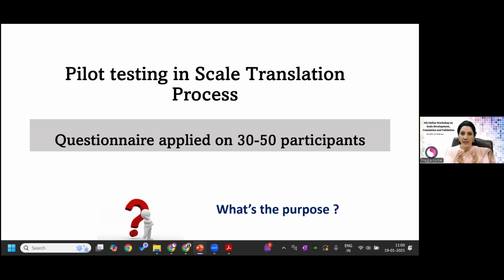So before that, you want to get responses from 30 to 50 individuals and check the internal consistency. We will talk about the internal consistency in the second part of the day. That is the reliability. So this is regarding the pilot testing.